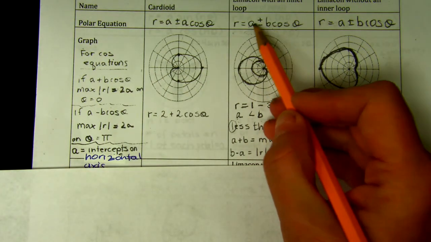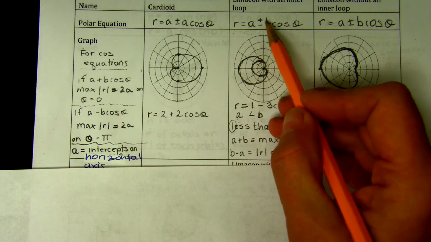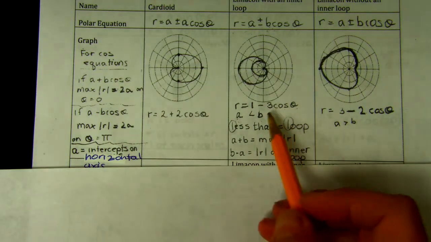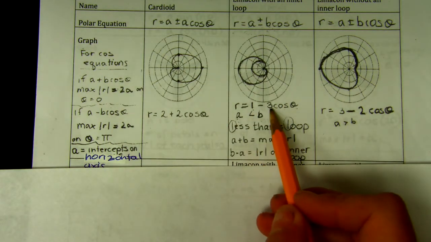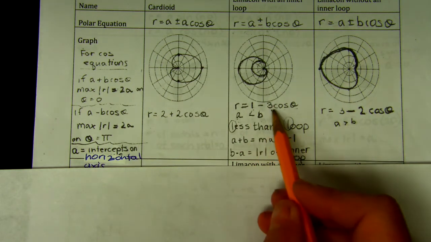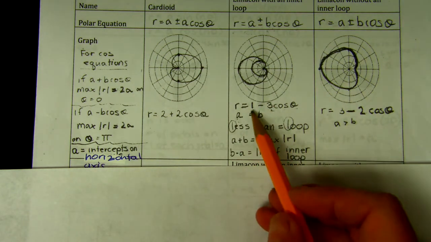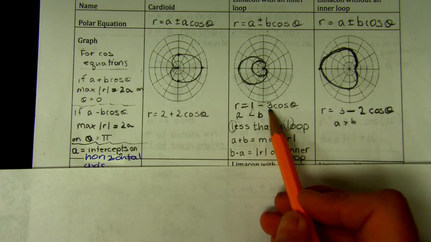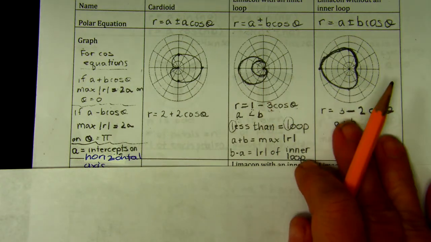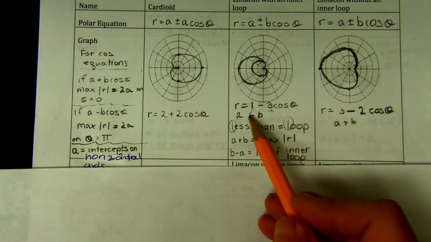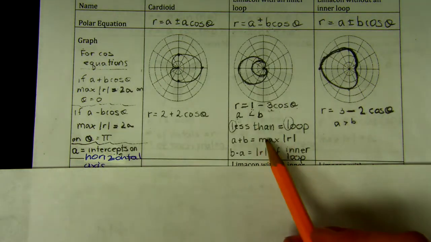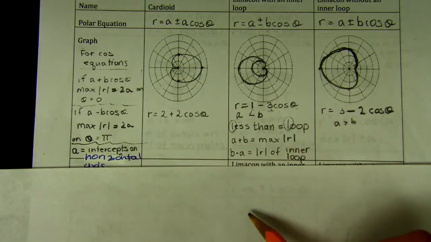Okay, b is always going to be a positive number. We might be subtracting b, we might be adding b. In this case, 1 is less than 3. You don't say to yourself, well, 1's not less than negative 3. You take b without regard to the sign in front of it. So 1 is less than 3, so I know I'm going to end up with the limacon with the loop inside of it. I always remember that less than has the loop. So if a is less than b, it's going to have a loop.